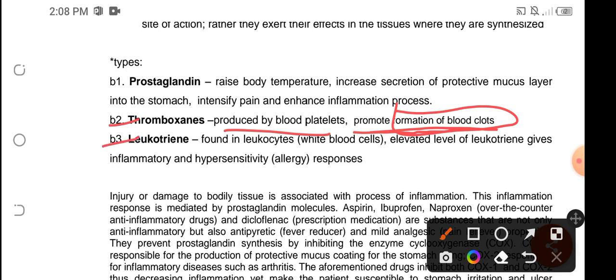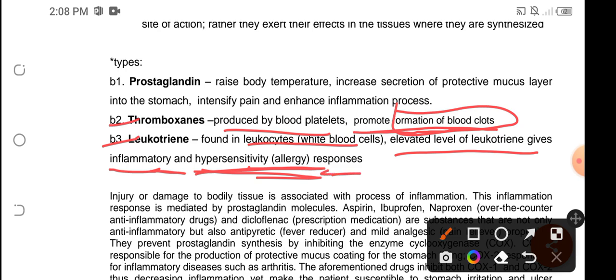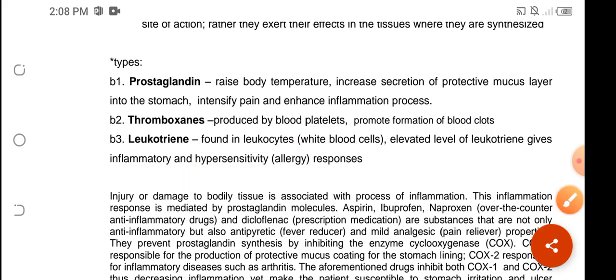For leukotriene, they are found in the leukocytes or the white blood cells. Now, the message is to elevate the inflammatory and hypersensitivity or allergy responses. So leukotriene, ang message naman niya is the hypersensitivity or allergy responses.